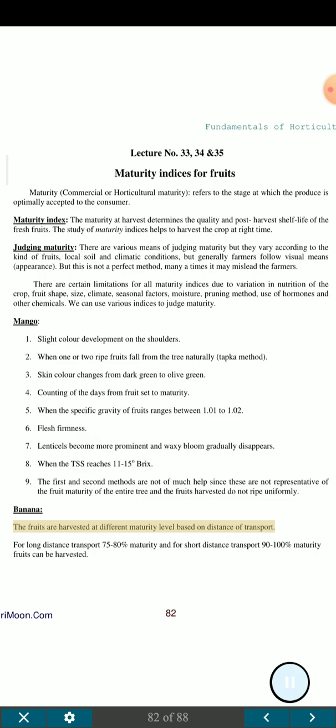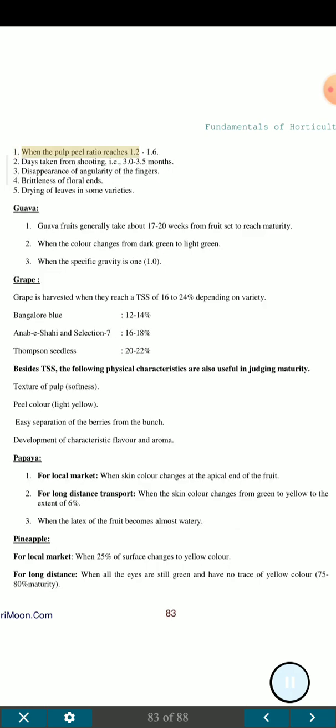Banana. The fruits are harvested at different maturity level based on distance of transport. For long distance transport 75 to 80% maturity and for short distance transport 90 to 100% maturity fruits can be harvested. 1. When the pulp peel ratio reaches 1.2 to 1.6. 2. Days taken from shooting, i.e., 3.0 to 3.5 months. 3. Disappearance of angularity of the fingers. 4. Brittleness of floral ends. 5. Drying of leaves in some varieties.